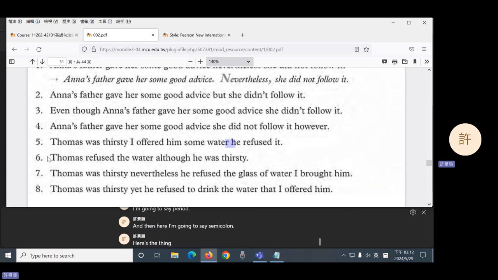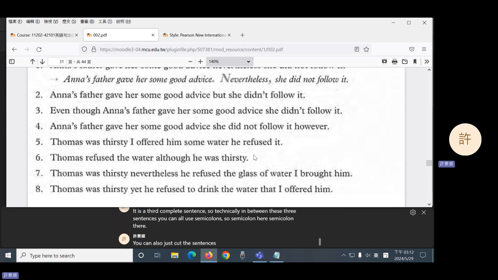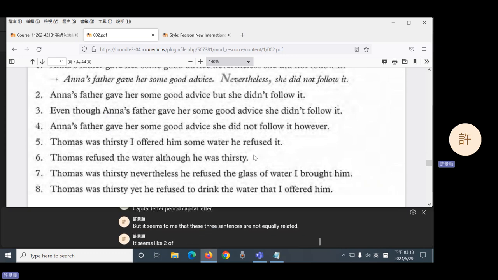Here's the thing. These are three complete sentences. Thomas was thirsty is a complete sentence. I offered him some water is also a complete sentence. And then he refused it is a third complete sentence. So technically, in between these three sentences, you can all use semicolons. So semicolon here, semicolon there. You can also just cut the sentences up, period, capital letter, period, capital letter. But it seems to me that these three sentences are not equally related. It seems like two of these sentences are more closely related than the others.